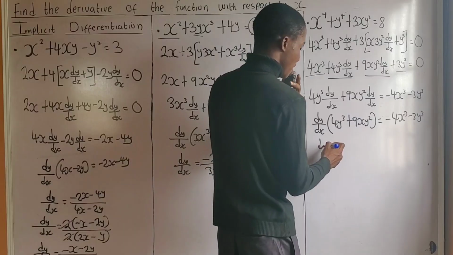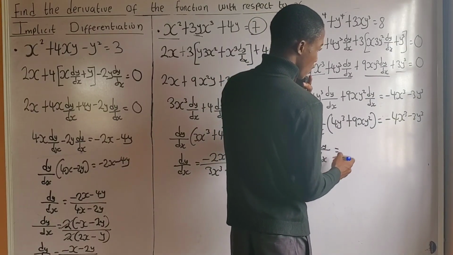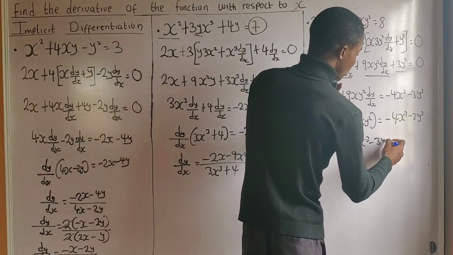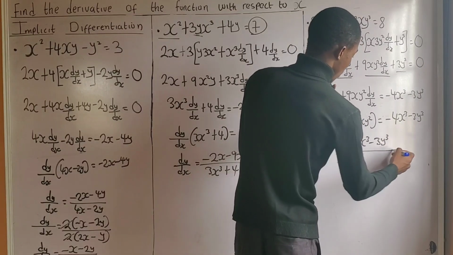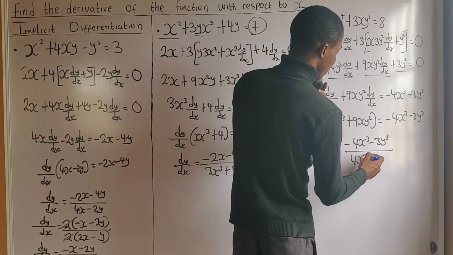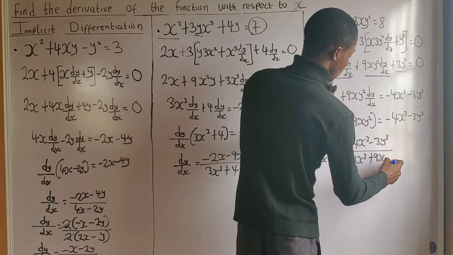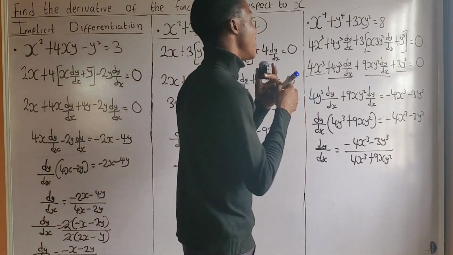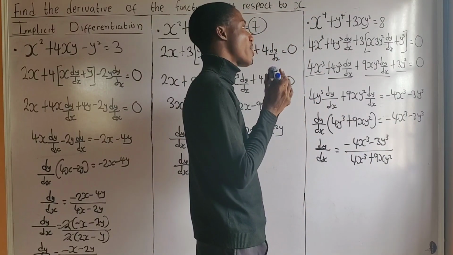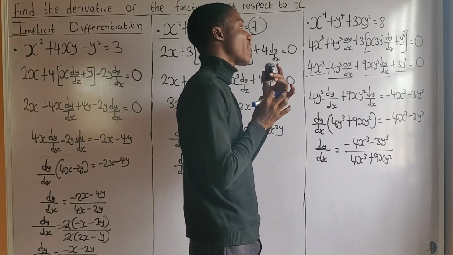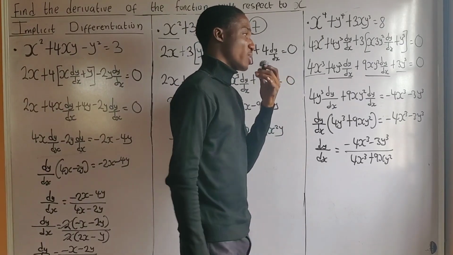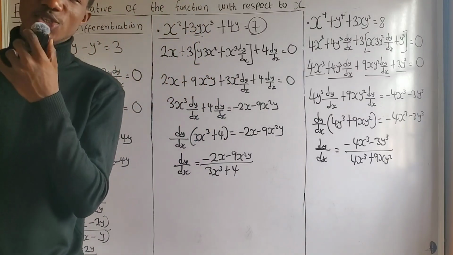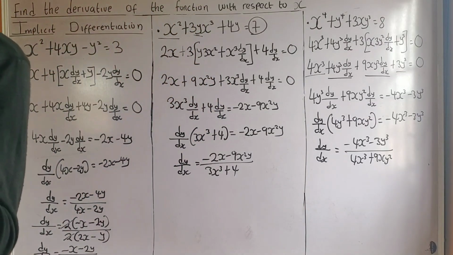So for this, I'm going to have dy over dx equals negative 4x raised to the power 3 minus 3y raised to the power 3 all over 4y raised to the power 3 plus 9xy raised to the power 2. And that is the solution to the derivative of x raised to the power 4 plus y raised to the power 4 plus 3xy raised to the power 3 equals 8 with respect to x. Do you understand? Okay, so it's easier to find the derivative of an implicit function when you follow the process. You're going to get the right answer.